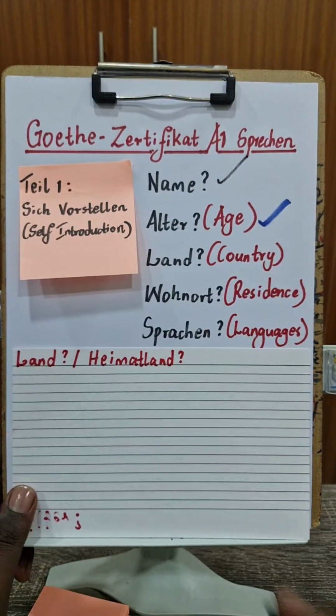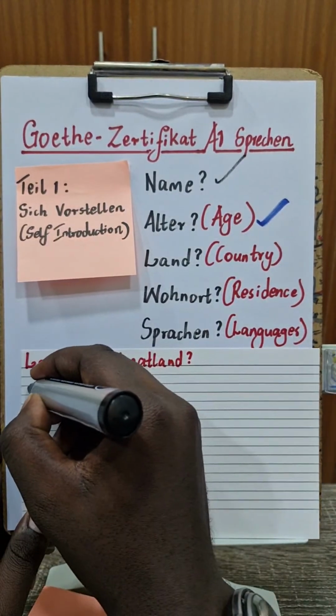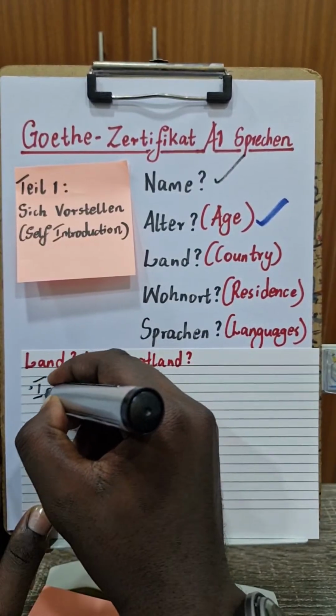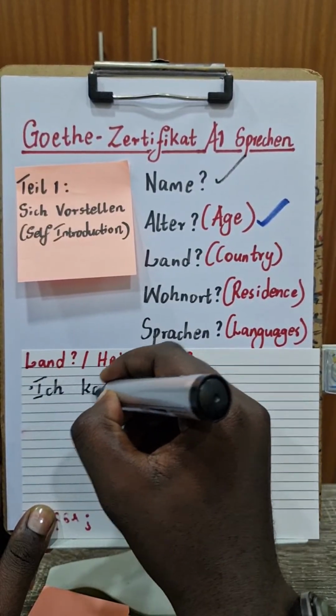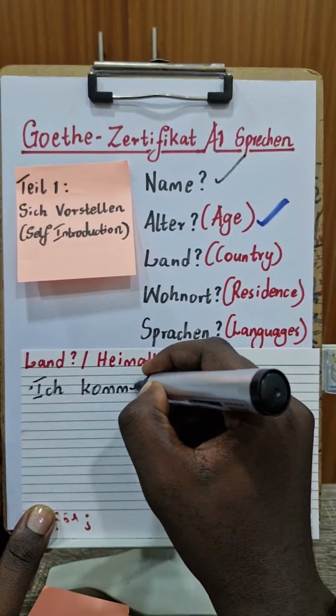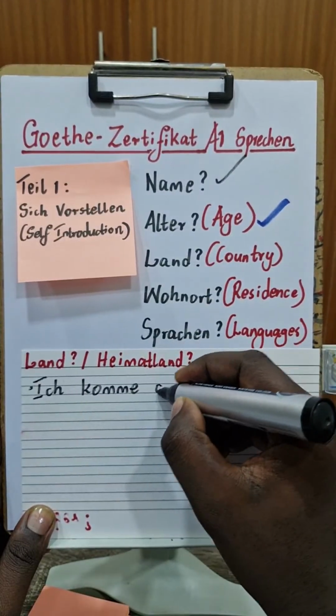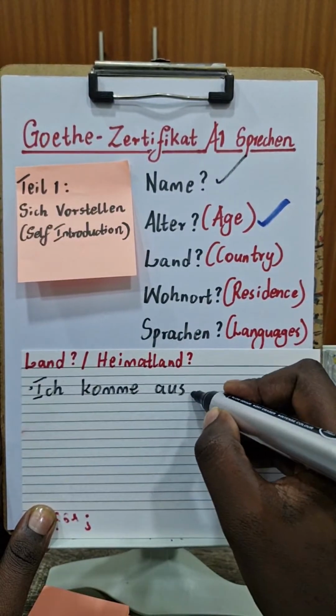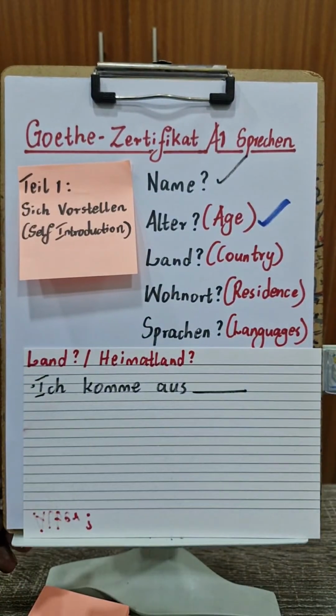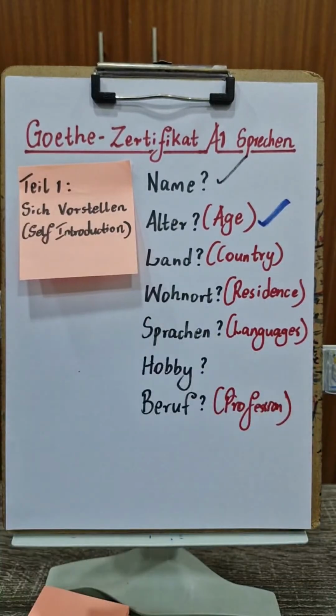All right. So here we simply use the verb kommen. So you just say, Ich komme aus, and then state for us where your country is. Ich komme aus Kenia, ich komme aus Uganda, ich komme aus Deutschland, etc., right? So that is on Land.